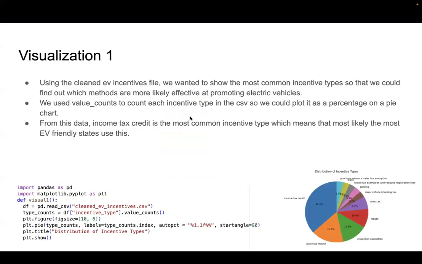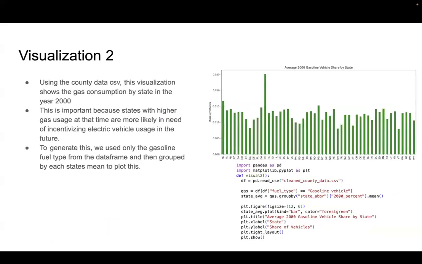All right, so visualization one, I created a pie chart to see the most common incentive types used from clean EV incentives. We counted them with value counts and then created them into percentages. Visualization two, used the county data CSV to show gas consumption by state in the year 2000. This was because we wanted to see which states were more likely to have more incentives because the ones that use more gas, they would want to incentivize people to switch to electric cars.